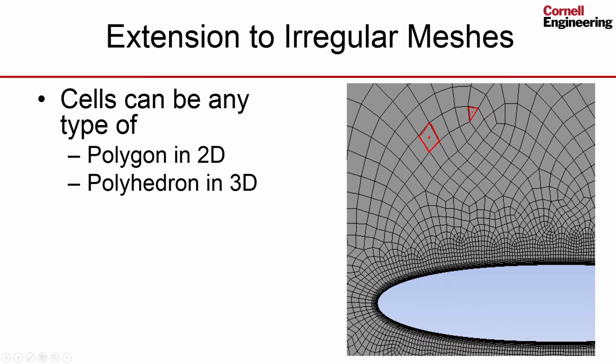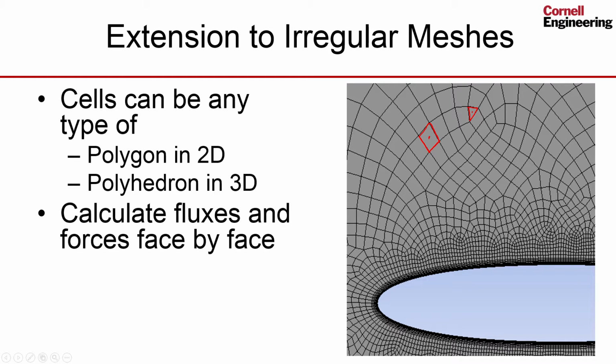In 3D, the cells can be any type of polyhedron. So one typically has tetrahedrals, hexahedrals, or prisms. And whatever the shape of the cell, we would calculate the fluxes passing through each face, and we would calculate the forces on each face. So you do face by face, as we talked about in our simple example.